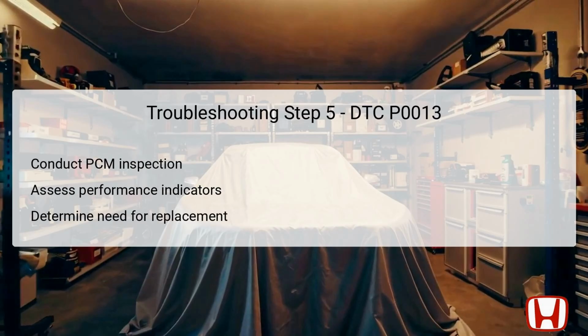The last step involves a PCM inspection, which will follow all prior checks yielding normal conditions. At this point, the reasoning shifts towards determining if the PCM is the culprit behind the DTC P0013 code. You will need to evaluate performance indicators to understand the operating conditions of the PCM. This includes checking parameter readings on the diagnostic tool to see if they align with expected values during various engine inputs and operating states. If these results indicate consistent issues despite normal conditions in other components, it is likely that the PCM itself is malfunctioning.